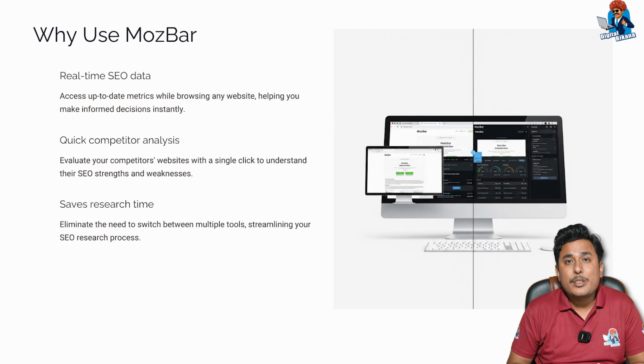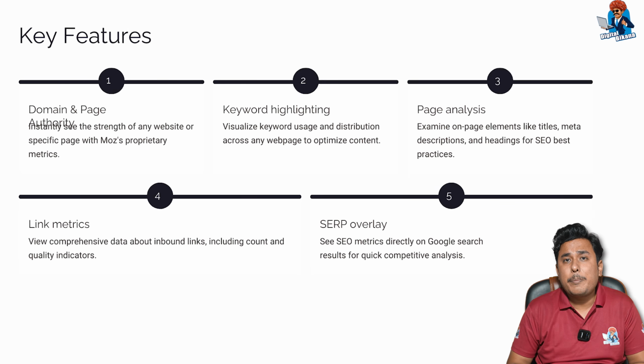MozBar saves time by showing SEO metrics in real time. You can check a site's domain authority, page authority, spam score, and other important SEO details while browsing. MozBar offers features like page and domain authority display, keyword highlight, page analysis, link metrics, and SERP overlay to see SEO data on search result pages.